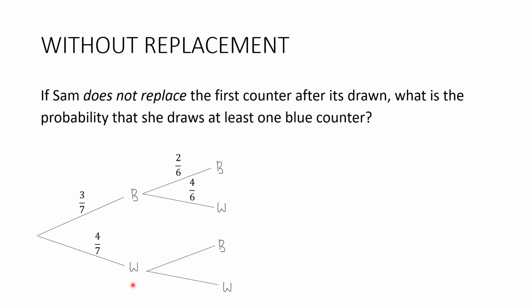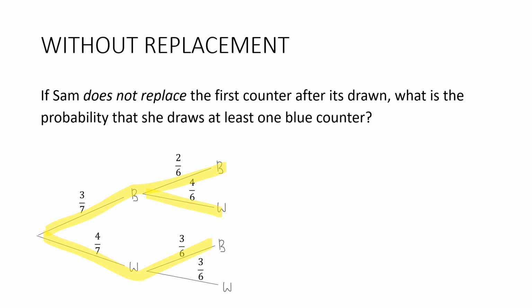Now looking down here, this time we had a white drawn the first time, so there are still 3 blues left out of 6. However, there are only 3 whites left out of 6, and quick check, yes, they add to 1. What is the probability that she draws at least 1 blue counter? That could be blue and blue, or blue and white, or white and blue. And you can do that if you want to. You can do all 3 paths and add them up.